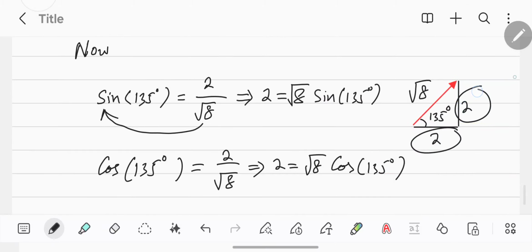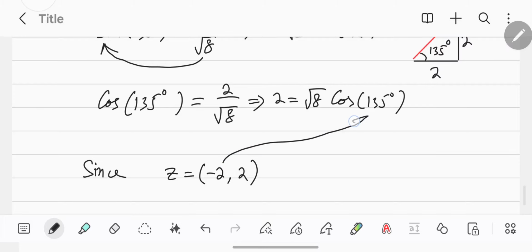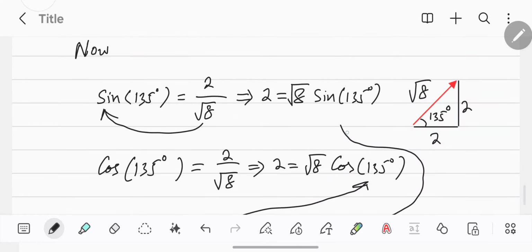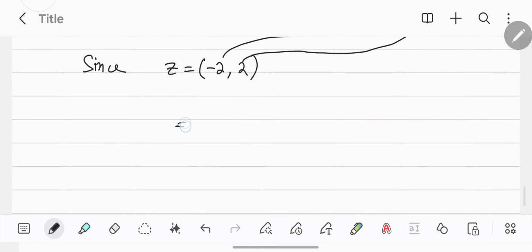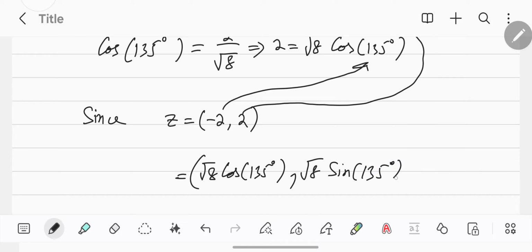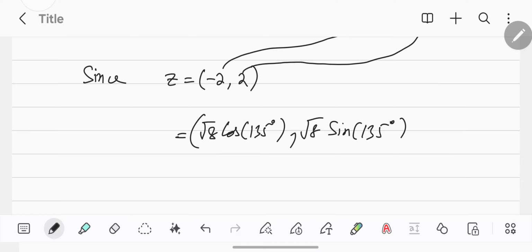So I have to write this 2 and this 2 here. So in place of this 2, I will put its value, and in place of this 2, I will put the other value, which is this one. So the first value is square root 8 times cosine of 135 comma square root 8 times sine of 135. Okay, so this is called the trigonometric form of a complex number.